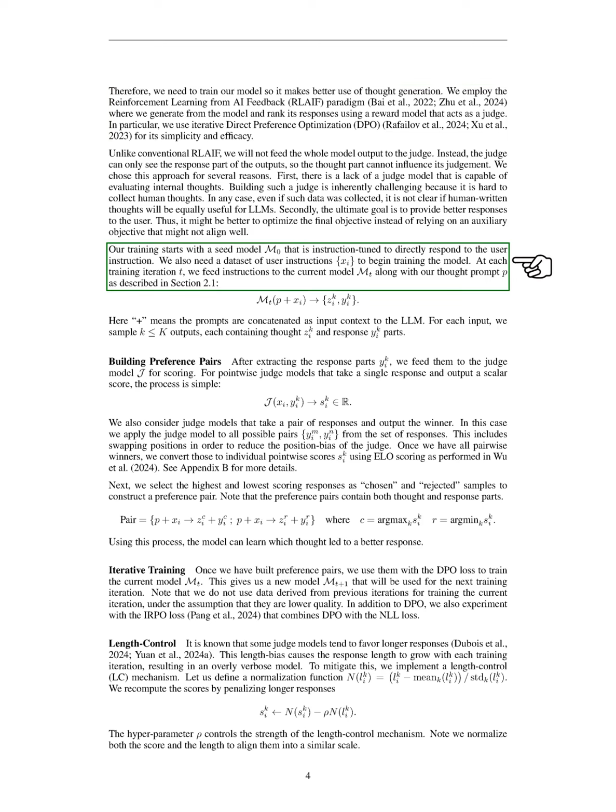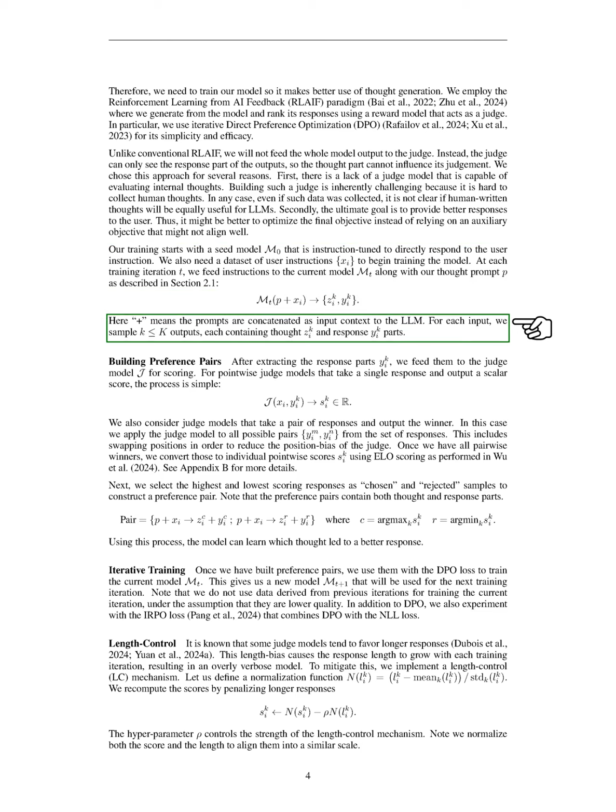Our training begins with a seed model that is instruction-tuned for direct responses. We also require a dataset of user instructions to start the training process. In each training iteration, we provide the current model with instructions and our thought prompt, generating outputs that include both thoughts and responses.